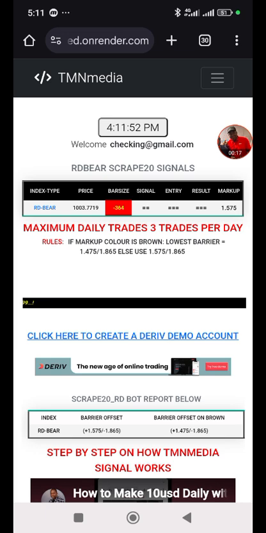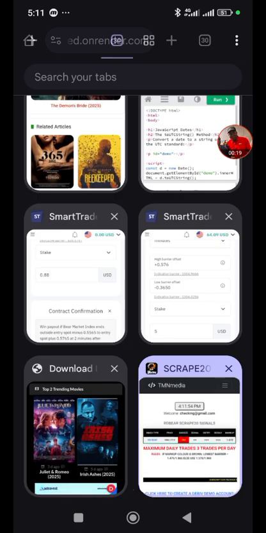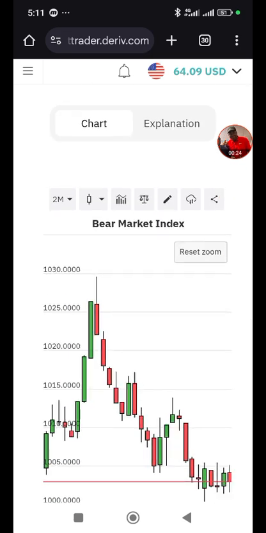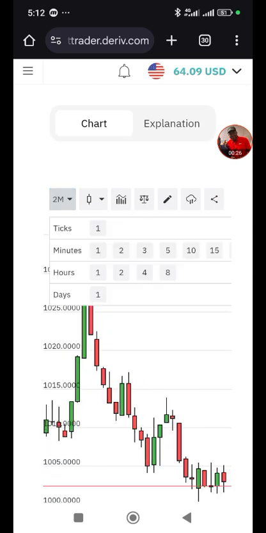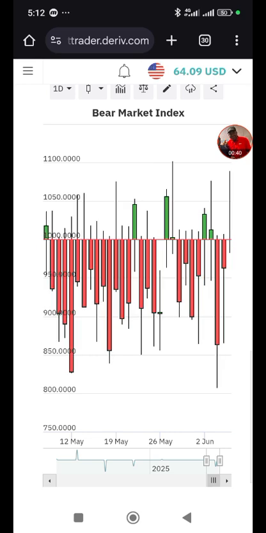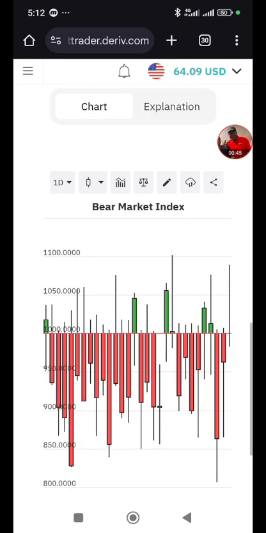Okay, let me go back to the charts. Let's see for the day. You can see that it had gone up, it's back at 1,000. If it had gone down below 1,000, the profit margin would probably be high. But right now, the profit margin is low.